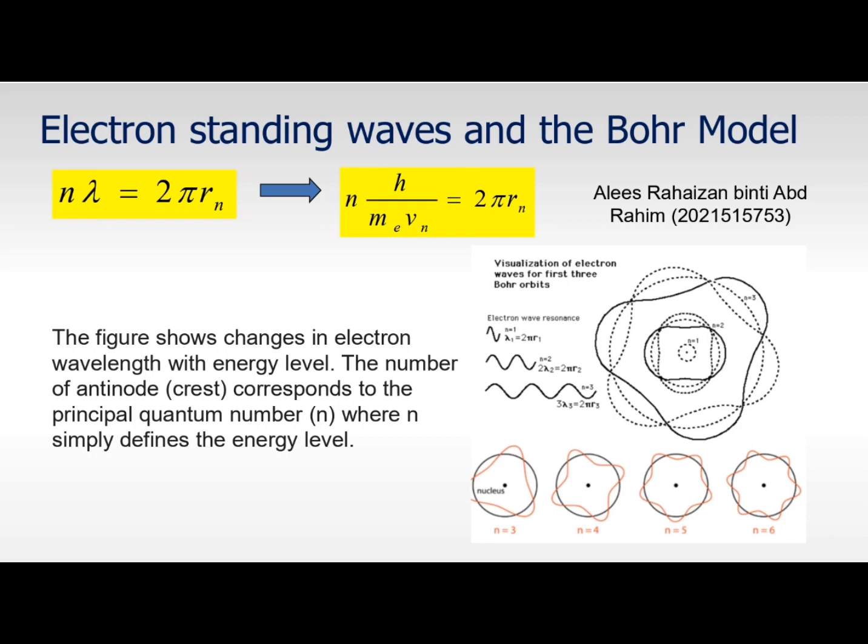For example, the circumference of the n equals 1 orbit equals 1 wavelength of the electron wave. The circumference of the n equals 2 orbit equals 2 wavelengths of the electron wave. The implication of this is that the circumference and radius of an electron orbit must equal specific values, as otherwise standing waves cannot form. The figure shows changes in electron wavelength with energy level. The number of antinode crests corresponds to the principal quantum number n, where n simply defines the energy level.